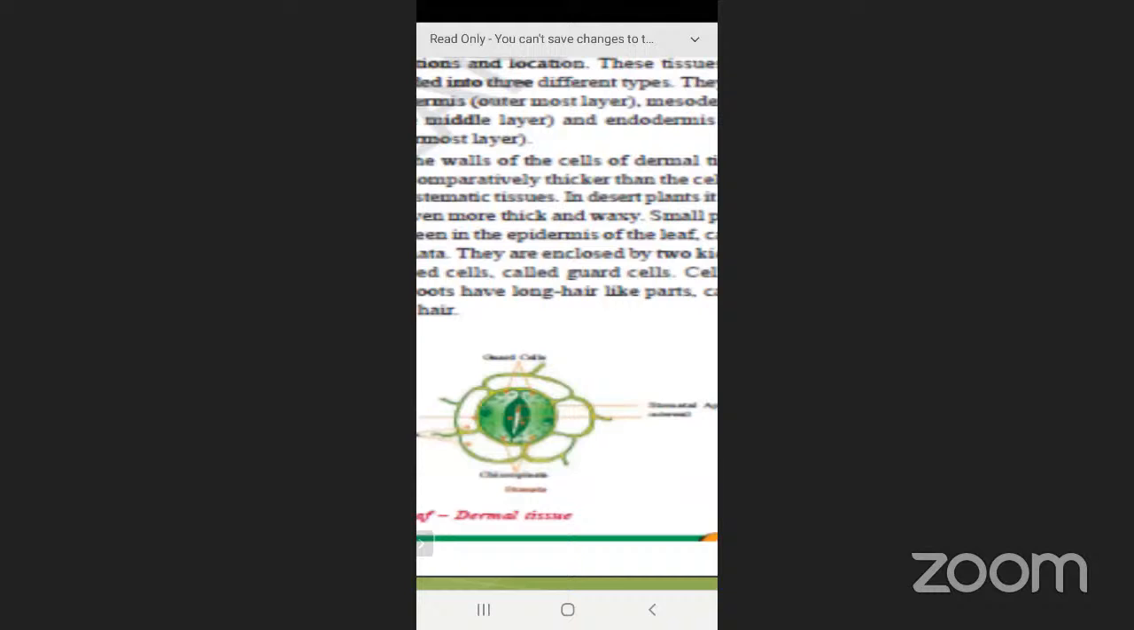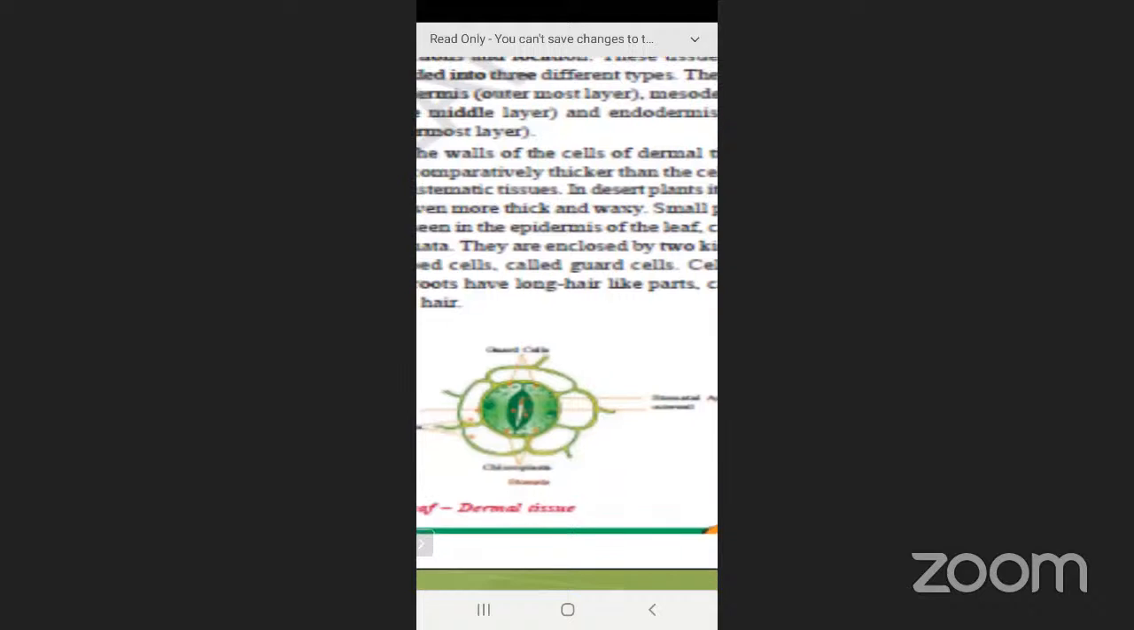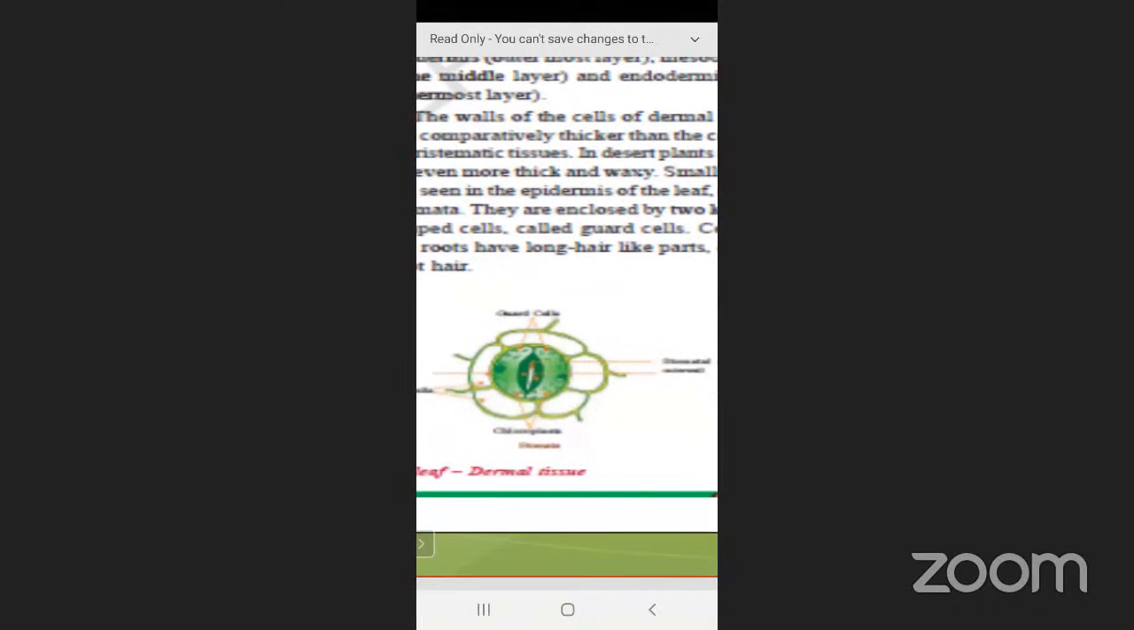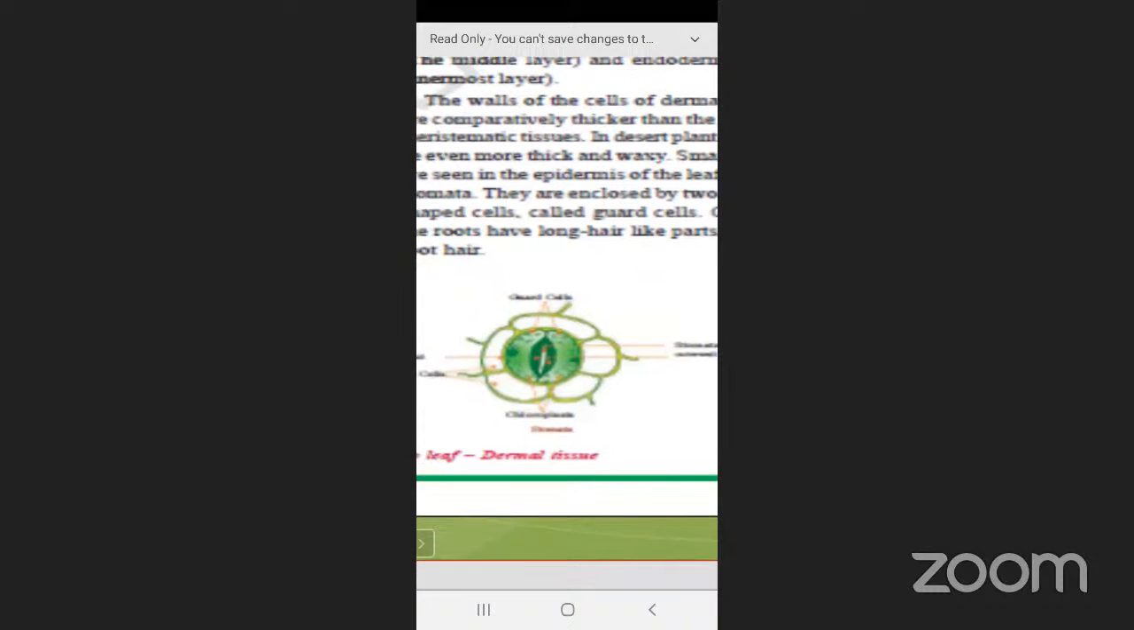Those are called guard cells. Here, in the middle, we can see two bean-shaped or kidney-shaped cells. So this stomata is enclosed by two kidney-shaped cells. Those cells are called guard cells.